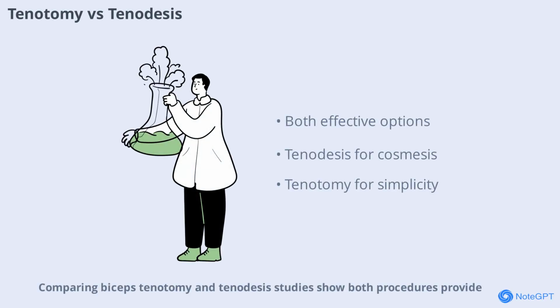Comparing biceps tenotomy and tenodesis, studies show both procedures provide excellent pain relief and functional improvement. Tenodesis is favored for younger, active patients or those concerned about appearance, as it preserves muscle contour and reduces the risk of Popeye deformity. Tenotomy is quicker and less expensive, making it suitable for older or less active individuals. Ultimately, the choice depends on patient goals and expectations.